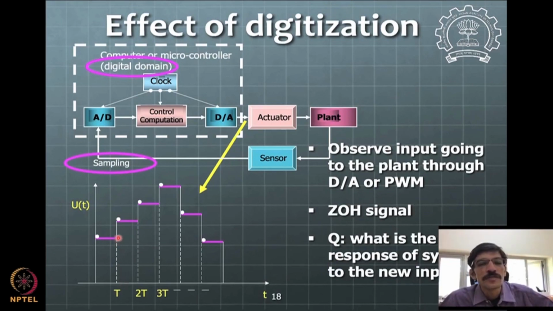Now, if this kind of output or input goes to the actuator or your plant, how the plant behaves is what we discussed in the digitization. That is what will happen when the system is digitized, or if you want to mathematically represent this continuous system, which is getting this steppy kind of input, with the value held constant over the time interval, then what is its effect on the system? That is what we started studying.